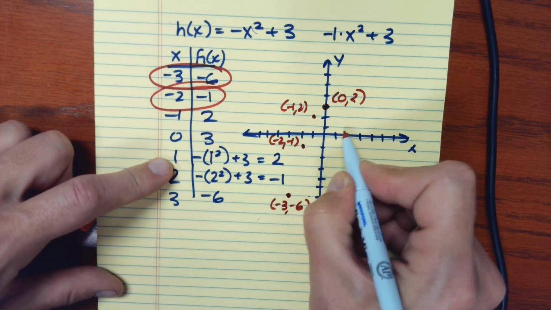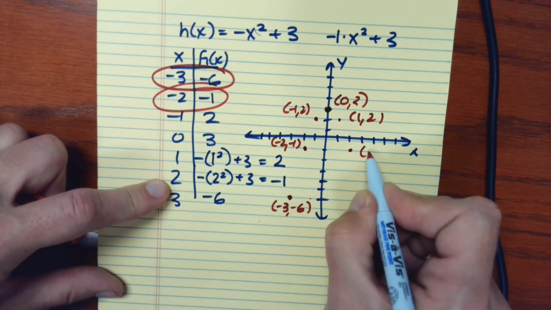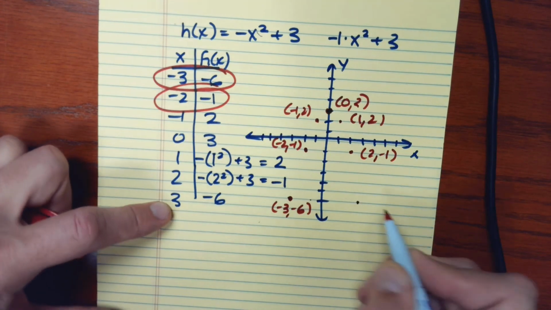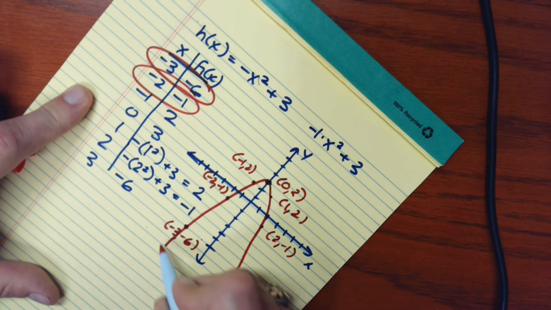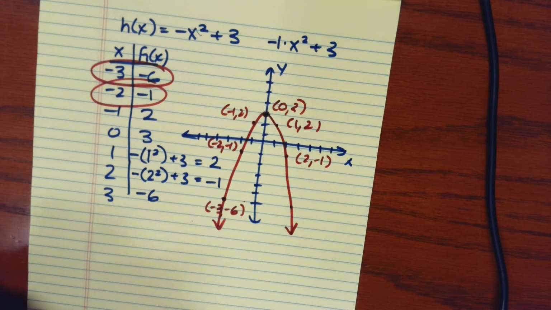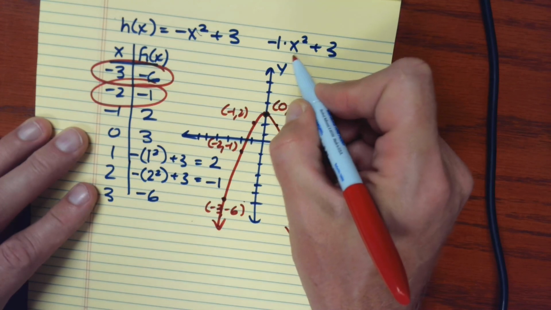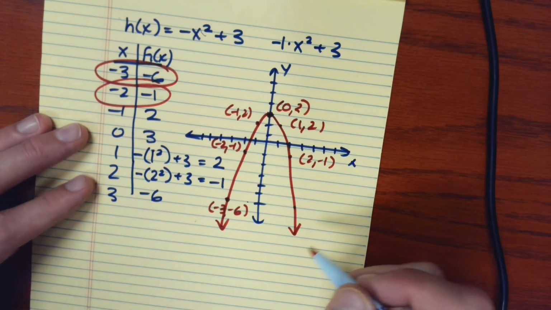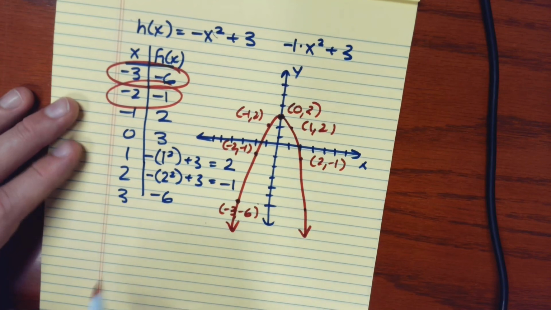I've got 1, 2, 2, -1, and 3, -6. So when I connect all these, I end up with a shape we call a parabola. And so this is not a line, but rather this is a curve. When we have a square, in this case, when our input variable, the x value, is squared, rather than a straight line, you'll have this nice curved, almost like an upside down U shape.